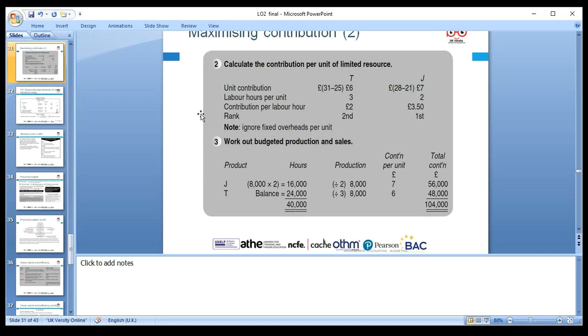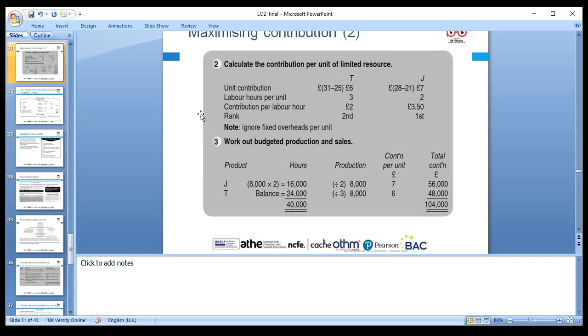Production for the T as well. Yes. And that will give us 6. So we can generate 48,000. So 56 plus 48, we can generate overall 104. But if we use the other way around, if we make the T product first, that requires 3 hours per unit. So that requires 30,000 hours.